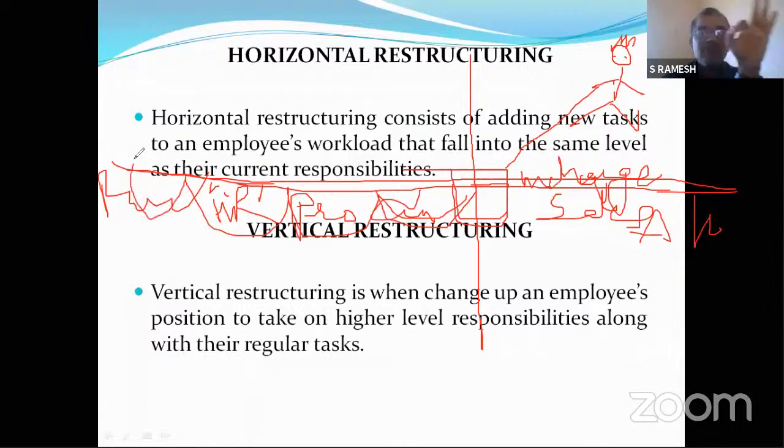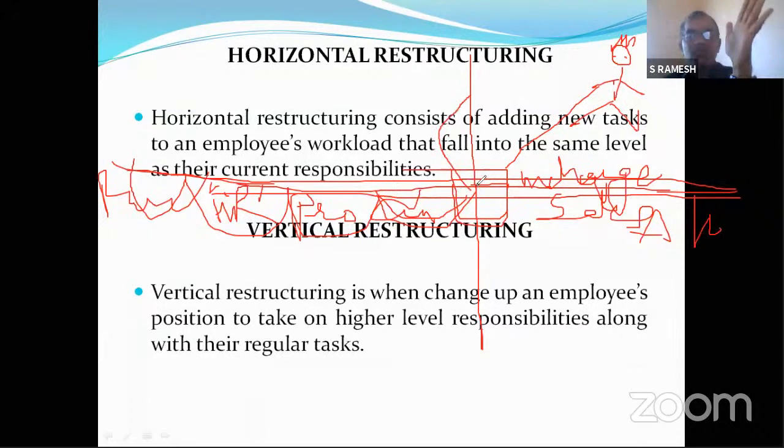So horizontal restructuring consists of adding new tasks that fall into the same level. See, here the level did not change, that is horizontal restructuring. Now coming to vertical restructuring. What is vertical restructuring? See, the level will be taken up, or sometimes, if the employee's nature is not good in terms of doing a particular work, he may be downgraded, he may be demoted.